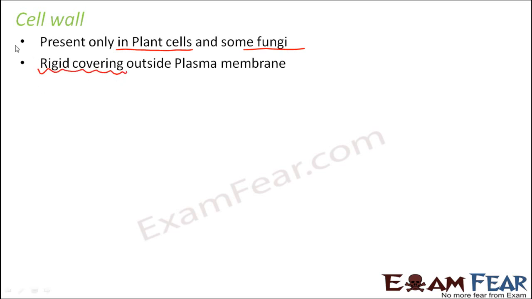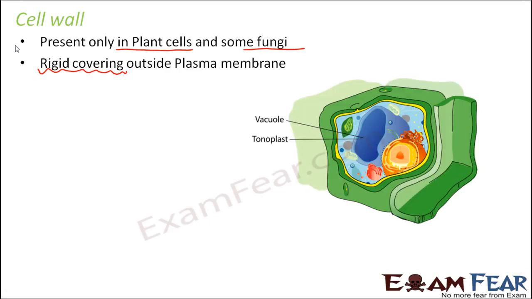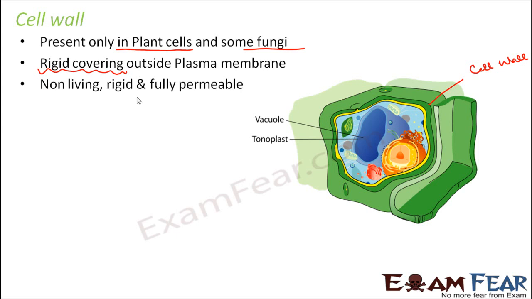Just to note here, when we were talking about plasma membrane, it was a thin, delicate, flexible covering, but the cell wall is a rigid covering, tough and hard enough. So this is how it looks. Here, the yellow colored boundary which you see is the plasma membrane, and outside that you see the green colored structure which is nothing but the cell wall. It is non-living, rigid and fully permeable. So this is again another difference: the plasma membrane was a living membrane, but this is non-living, rigid and fully permeable.